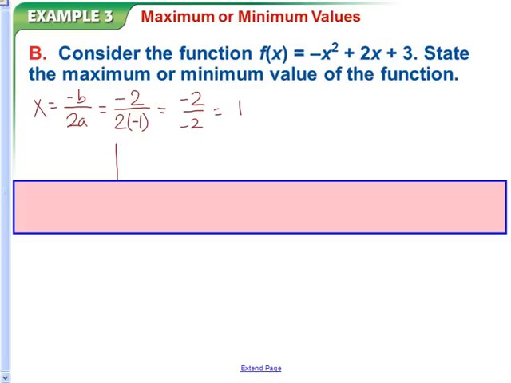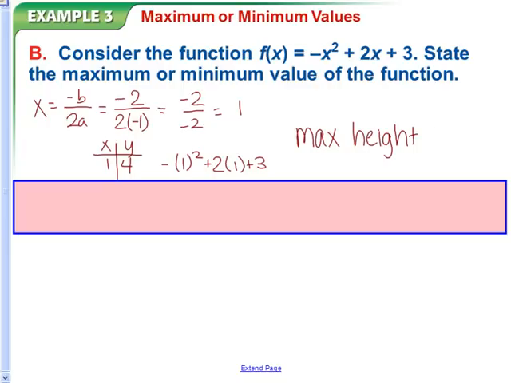That is the x-coordinate, but that's not how high it goes. We would figure out how high it goes by substituting 1 into the equation. So we need to go ahead and calculate that. And we can get 4 as our answer. So we know that that graph goes up to a height of 4. So the maximum height is 4.